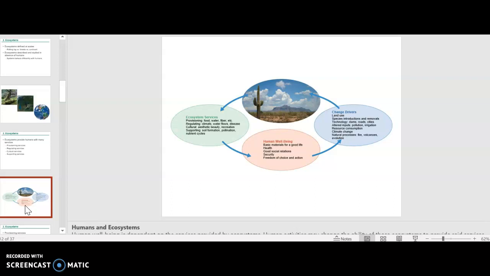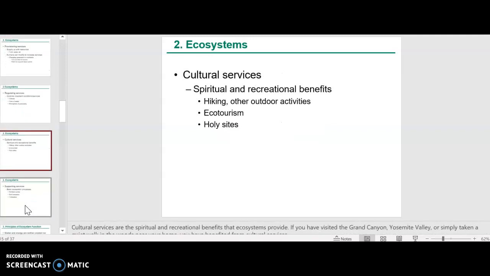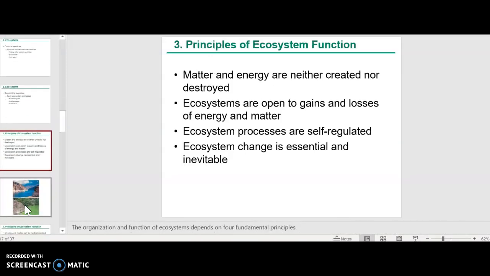So provisioning, they provide us with water, food, fiber, etc. They regulate the climate and water flows and disease. Culturally, they provide us with aesthetic beauty, recreation, etc. And then supporting services, they provide us with soil formation, pollination, nutrient cycles. So they provide us with a lot of different services. And a lot of times we forget to think that the environment is keeping us alive. And without it, we could be in a lot of trouble. And so these additional slides go into more detail with what each one of those services is.